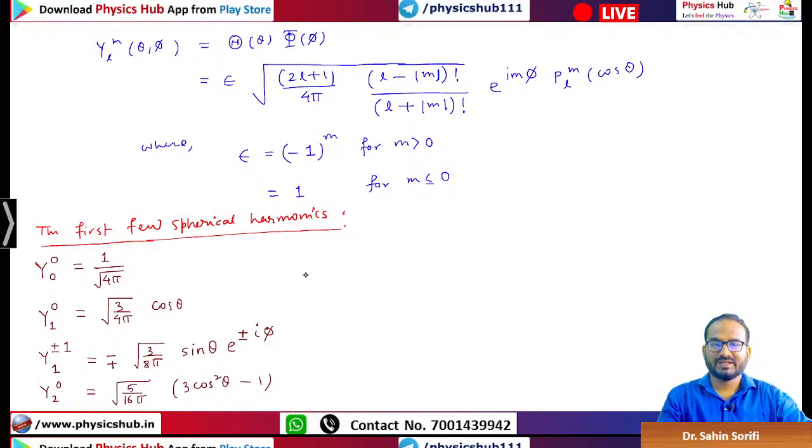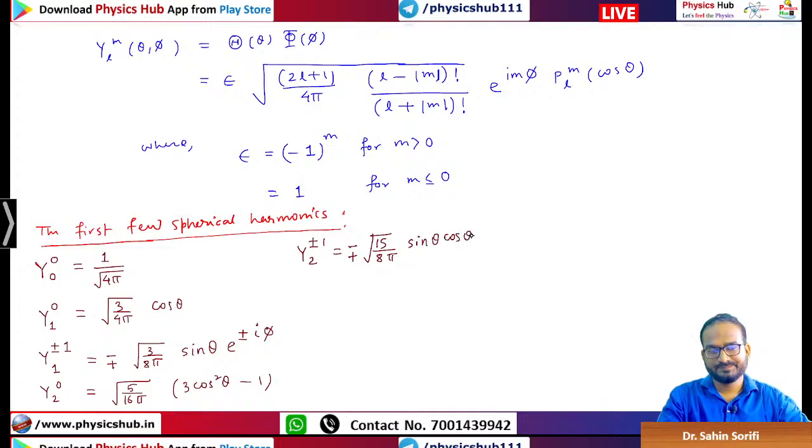To get more insight, we can take another example. Y, let's say, 2 plus minus 1. So m is not equal to 0 here. So obviously plus minus, so minus plus, then some constant square root of 15 by 8 pi, sin theta cos theta e to the power plus minus i phi.